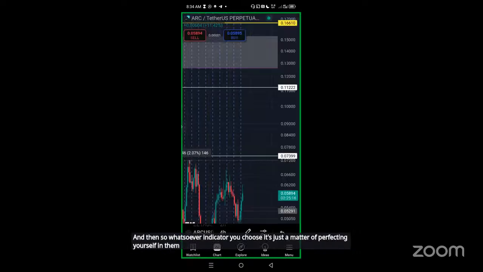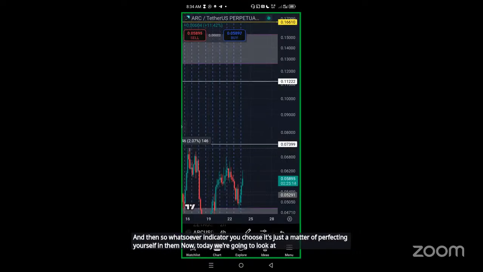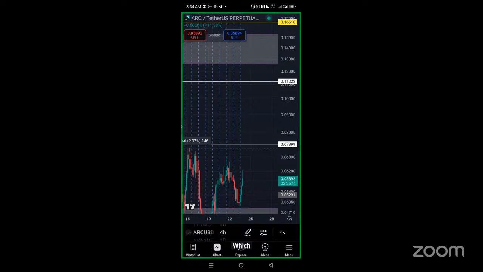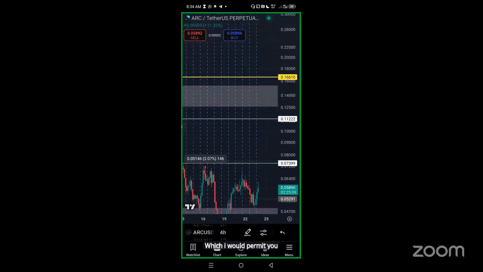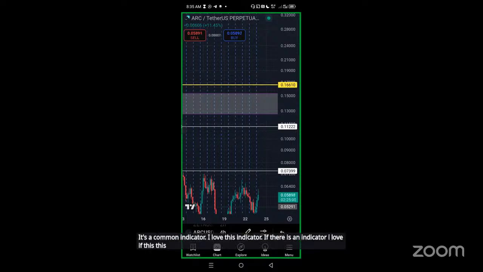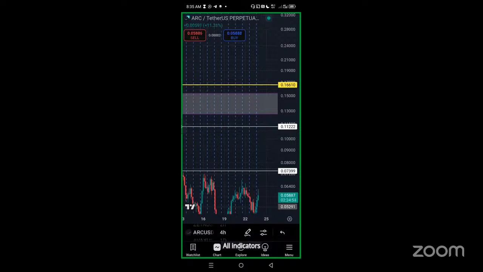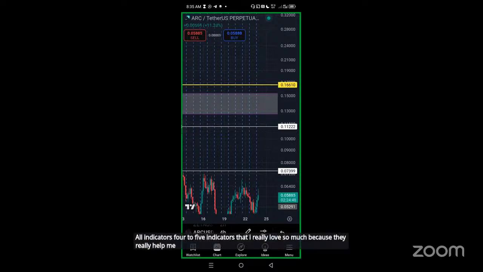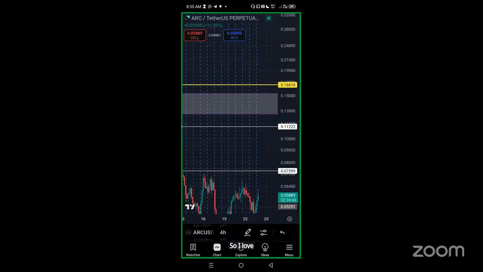Now today we're going to look at one indicator which I would request you to permit me to share more about. It's a common indicator. I love this indicator. If there is an indicator I love, it is among the ones I love most. I have 4 to 5 indicators that I really love so much because they really help me understand what's happening in the market. So I love sharing more about them as well.